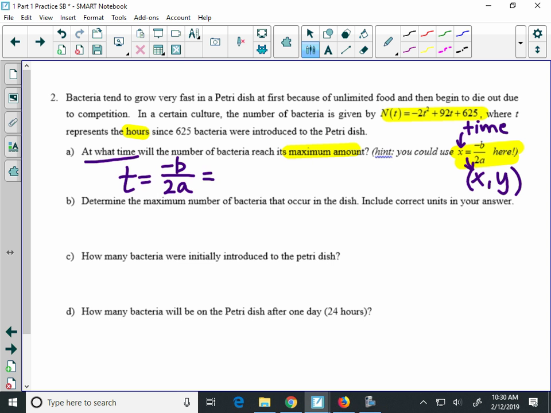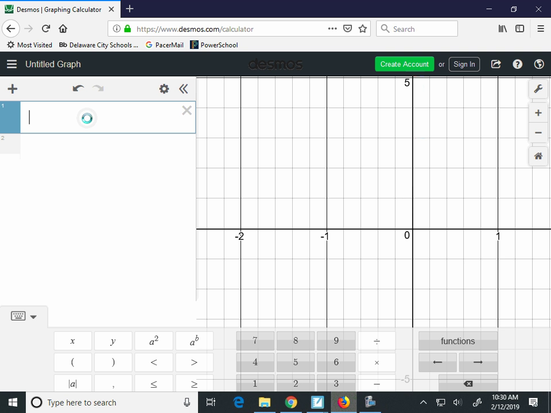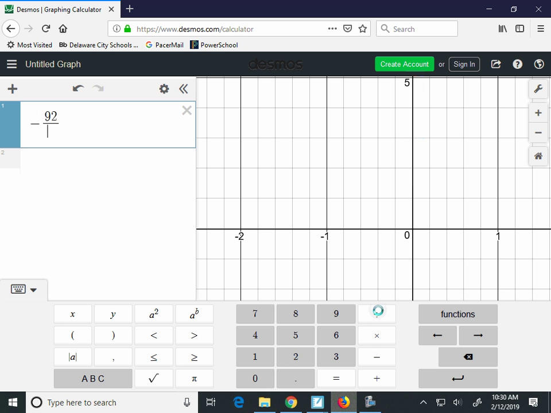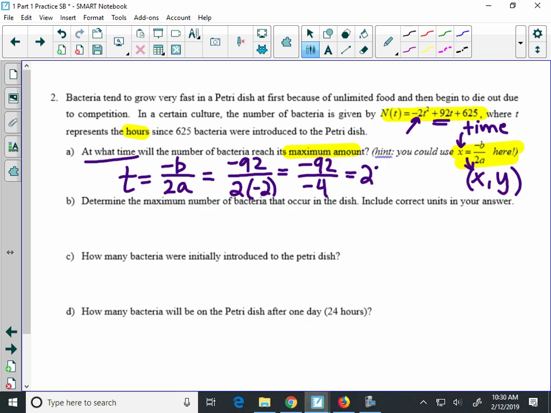We're going to take the opposite of b. B here is 92, so we'll do negative 92 over 2 times a, which is negative 2. So that's negative 92 divided by negative 4, and we can simplify that in Desmos to be negative 92 divided by negative 4, and that gives you positive 23. The unit here is hours, since we said time is in hours. So it takes 23 hours, and after 23 hours, there are the most bacteria that there's going to be.